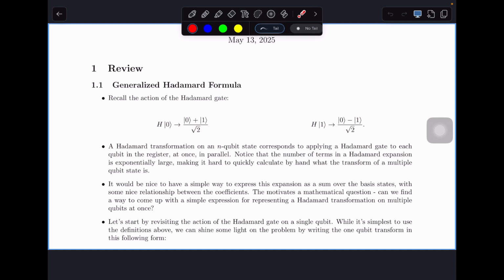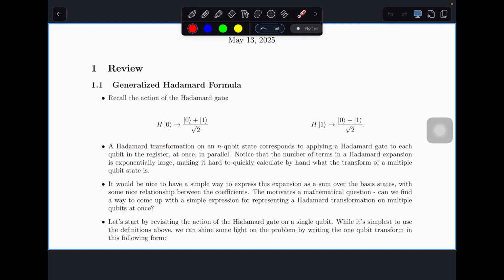Generally speaking, a Hadamard transformation is basically doing this, but with multiple qubits. So we're going to be taking n qubits in the input, and applying a single qubit Hadamard gate to each one at a time. And notice that if we write out this output as a quantum superposition, there's going to be a lot of terms in it. If we've got n qubits, then there's 2 to the n possible basis states, bit strings we can form from them. That's going to be a lot of terms to keep track of if we're just writing out our expansion in a way similar to what I've done here.